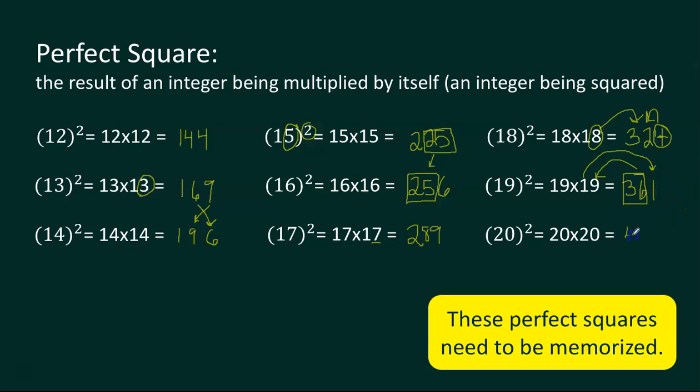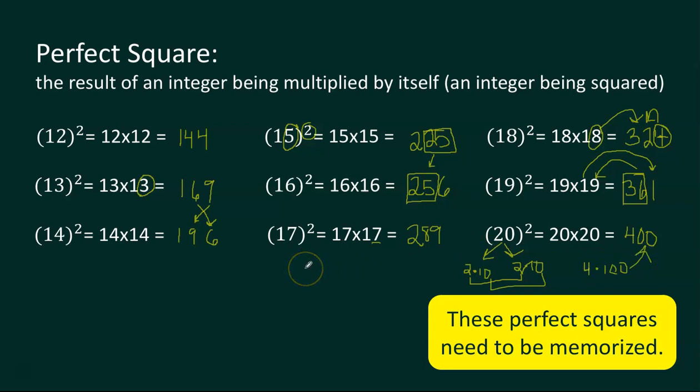And then finally, 20 squared. Most students already know that this equals 400. You could also break down the 20s and just think of it as, well, 20 is the same as 2 times 10. And 20 over here I could also write as 2 times 10. And then 2 times 2 gives me 4. 10 times 10 gives me 100. And then 4 times 100 gives me the 400.